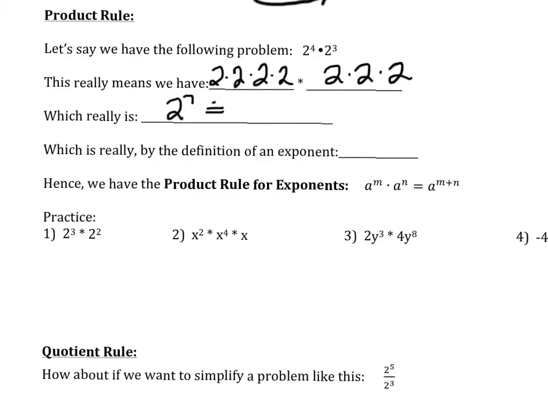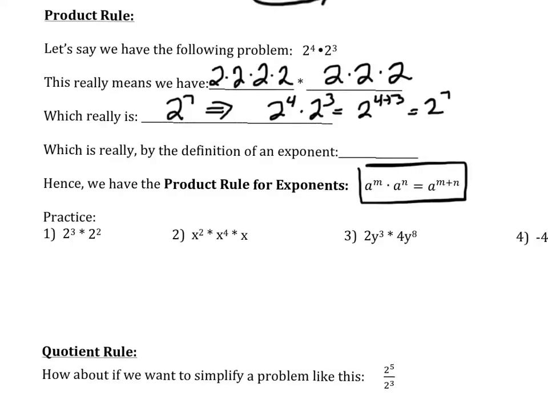So what that means is that if I have 2 to the 4th times 2 cubed, that's equal to 2 to the 4 plus 3 power, which is 2 to the 7th power. And that's really the definition of an exponent. So this gives us our product rule for exponents, which says if we're multiplying two exponents with the same base, we can add those exponents. So let's practice on this.